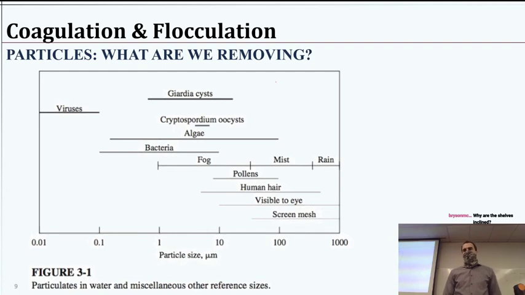Okay, it's worthwhile to look at what we're actually removing and what size corresponds to what types of particles. If we think about the silt particles we just did a problem with, they were 0.001 millimeters. Millimeters are 1,000 times bigger than micrometers. So those silt particles should be in this range. Algae is also in that range. Fog particles are in that range. It's the smaller end of pollen. Human hairs can be that small. And our visible eye is just getting to the point where we can almost see those silt particles, but maybe not quite, or large silt particles perhaps we can.